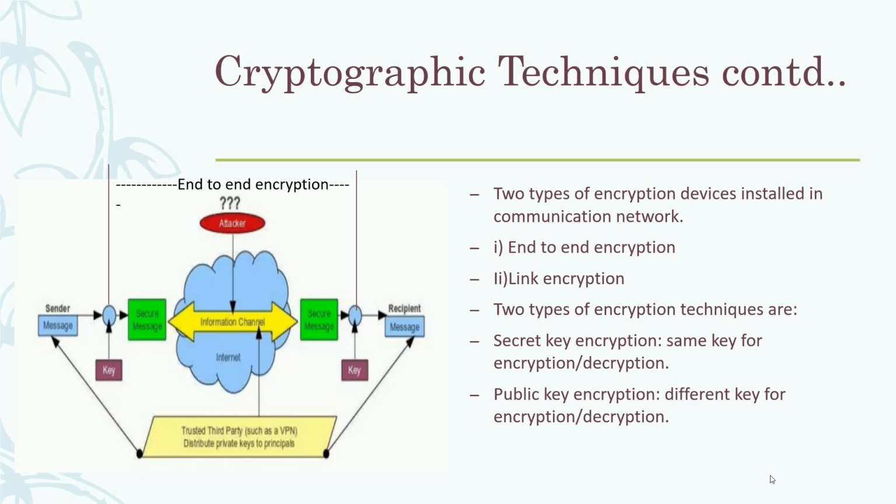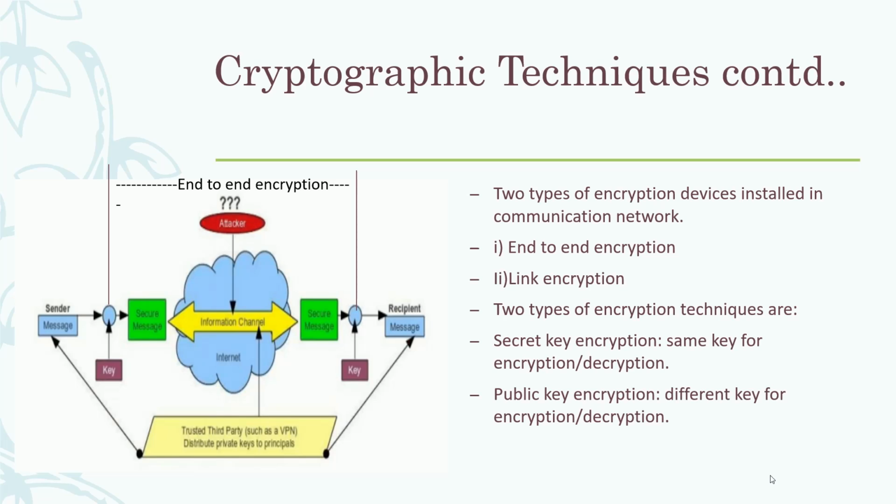Overview of encryption points in the communication network. There are two types of encryption devices installed in a communication network: end-to-end encryption and link encryption. We can see in this particular diagram, the sender with the secret key scrambles the message. The receiver with the key will be able to decrypt the message.